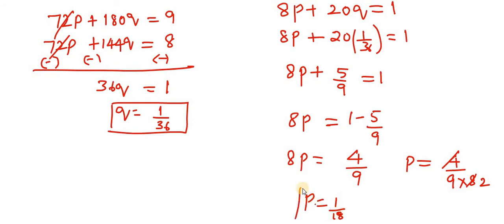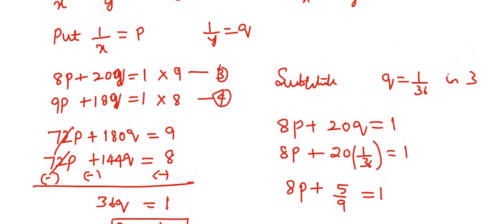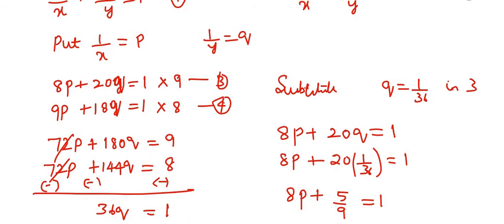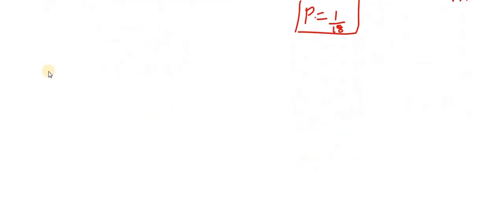9 2s are 18. This is p. So you got your p value and q value. You need to find x and y value. We know 1 by x is equal to p and 1 by y is equal to q, isn't it? So take this and simplify. 1 by x is equal to p and 1 by y is equal to q.